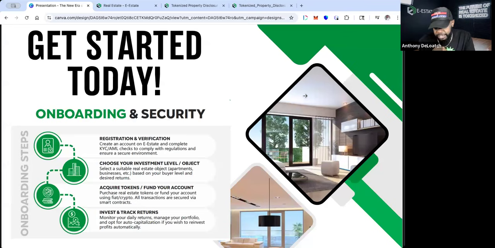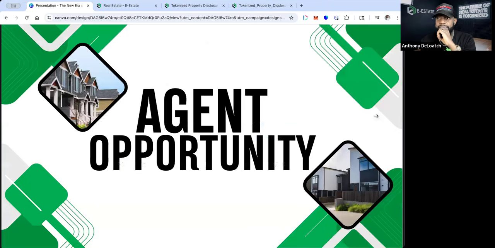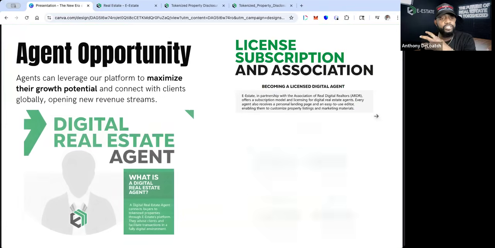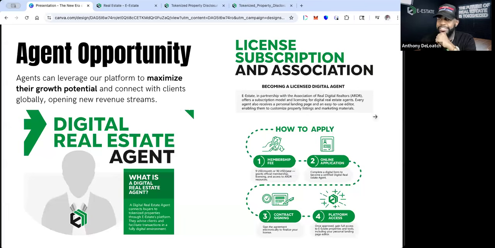Now, here's something I want to talk to you about, and I spend most of my time educating you on the tokenization of real estate because that's the biggest thing. But I do want to tell you that this platform is opening up a new opportunity in the tokenized real estate space. This is the first company to offer you the opportunity to become a digital real estate agent in the tokenized real estate space. That's right. eEstate is allowing you to participate in tokenized real estate in a greater way that's unprecedented.